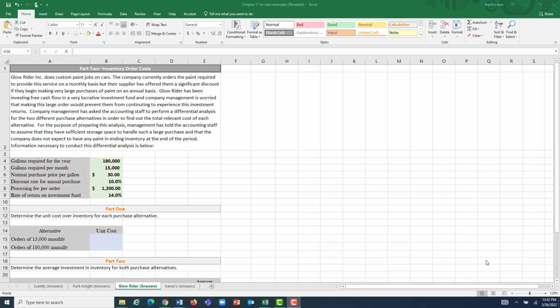So in this question that we have here, we have Glowrider, who is trying to figure out what is the economic order quantity for buying the paint that they're going to need to do custom paint jobs on cars. Glowrider does these custom paint jobs on cars, and they currently order the paint that is required to provide this service on a monthly basis, but their supplier is offering them a huge discount if they make a very large purchase of paint on an annual basis. So buy a year's worth of paint ahead of time instead of buying a smaller amount each and every month.